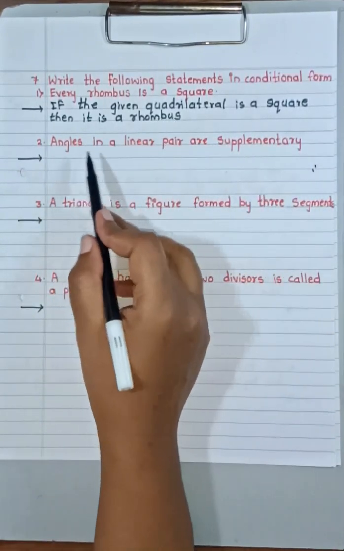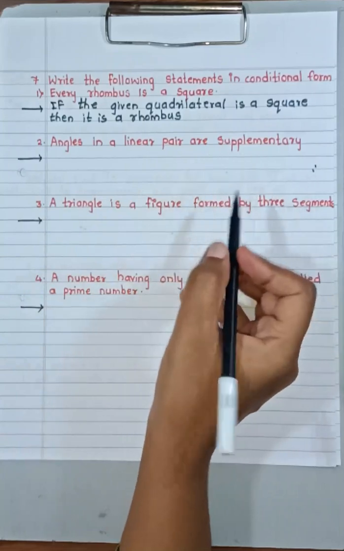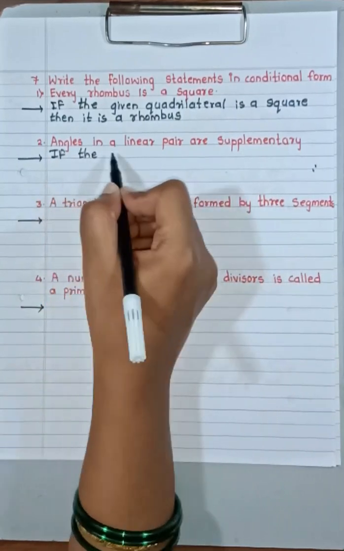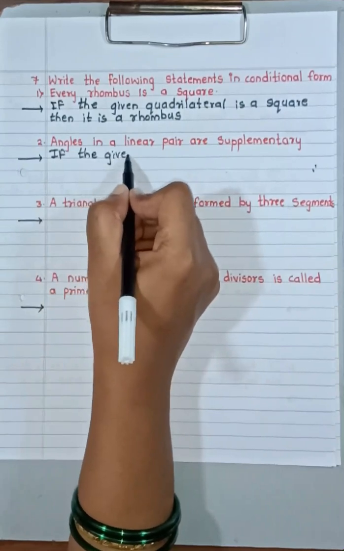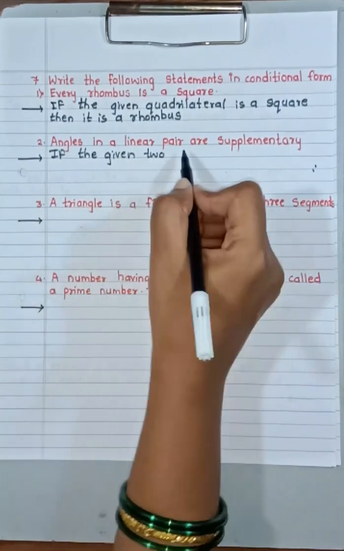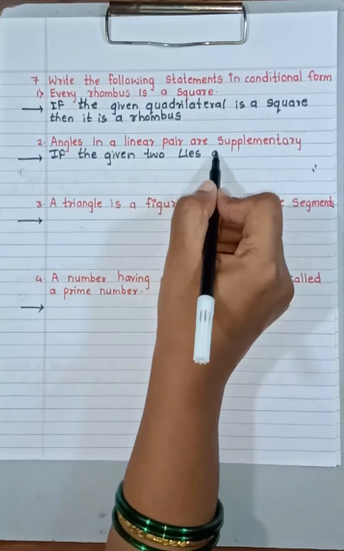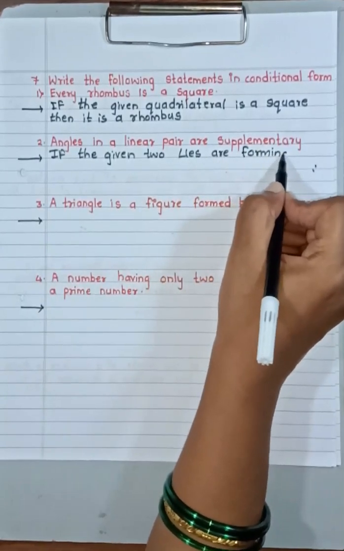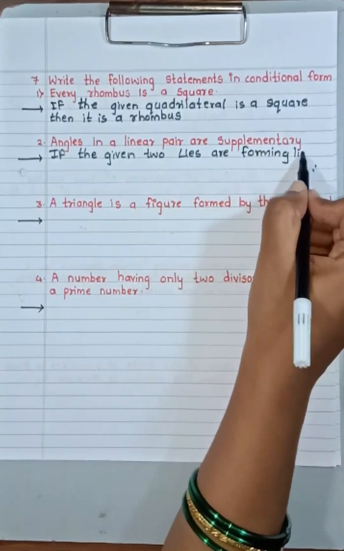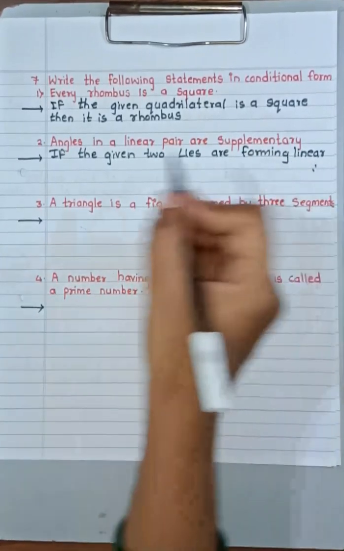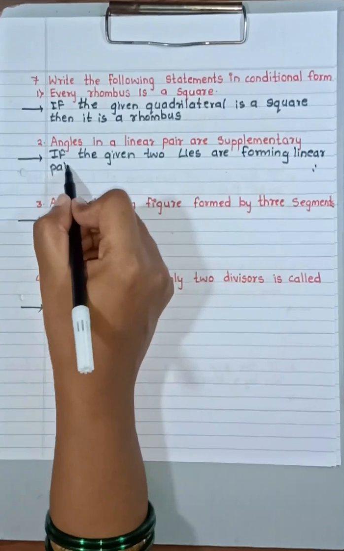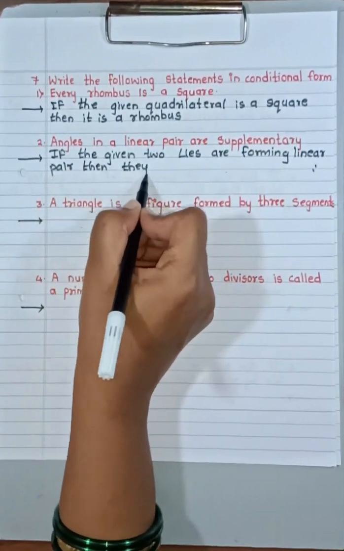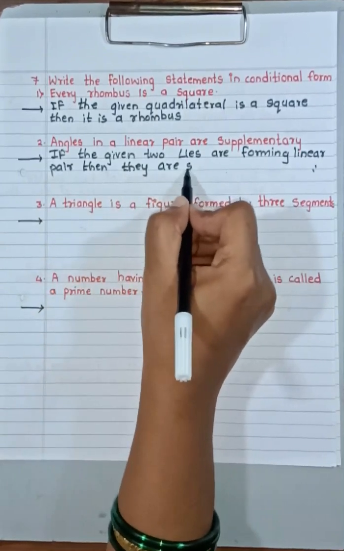Second one, angles in a linear pair are supplementary. Okay, if the given two angles are forming a linear pair, then they are supplementary.